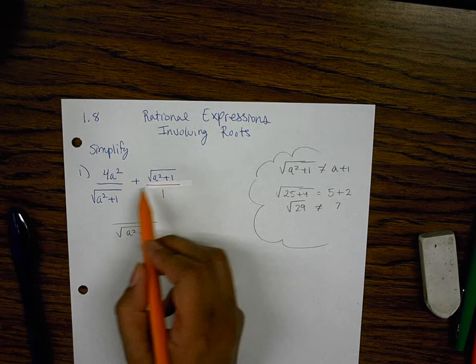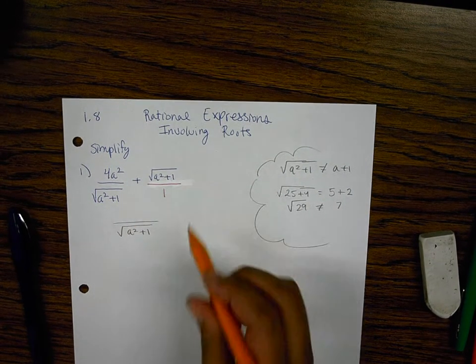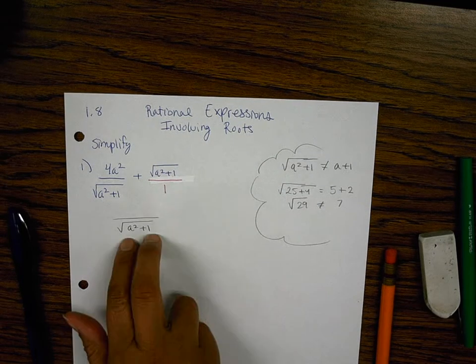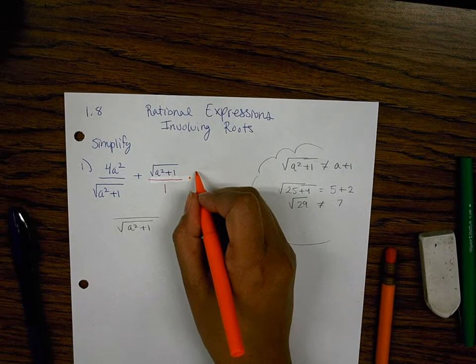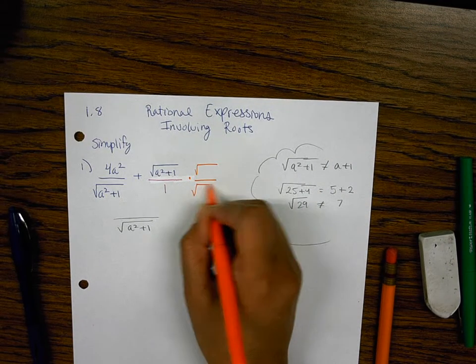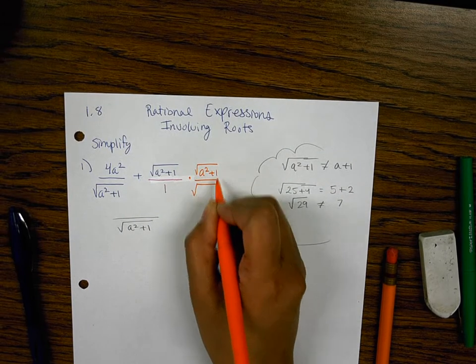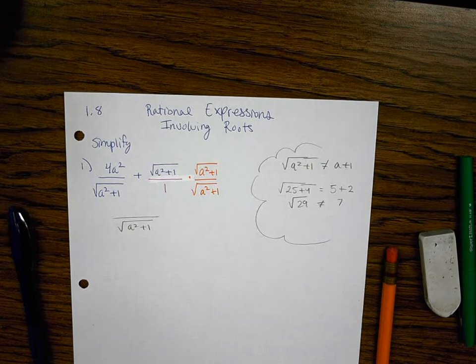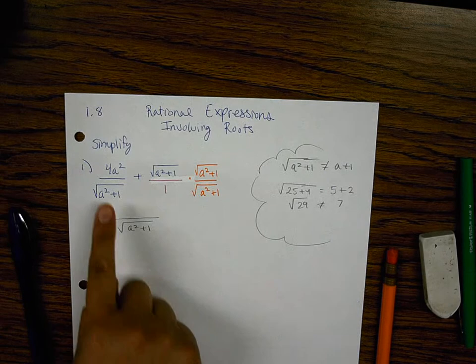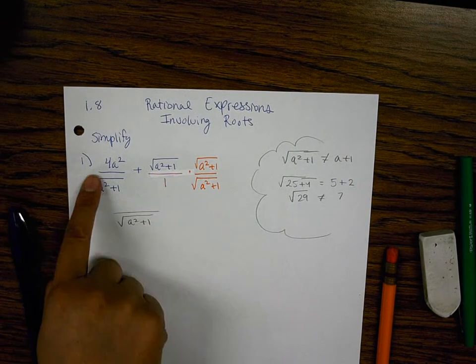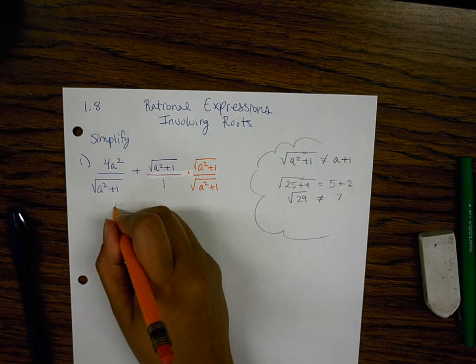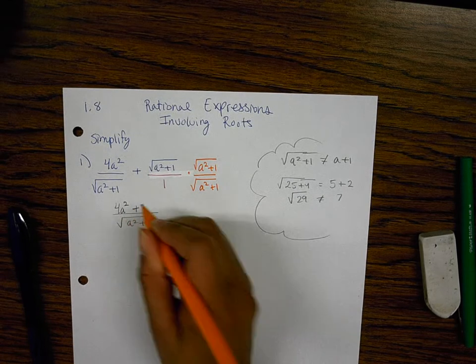One more time, you cannot simplify this. It is what it is. But our common denominator is indeed this. So I'm going to multiply top and bottom by the square root of a squared plus 1. This one I'm not multiplying by anything because it's already taken care of. So that top is going to stay 4a squared plus.